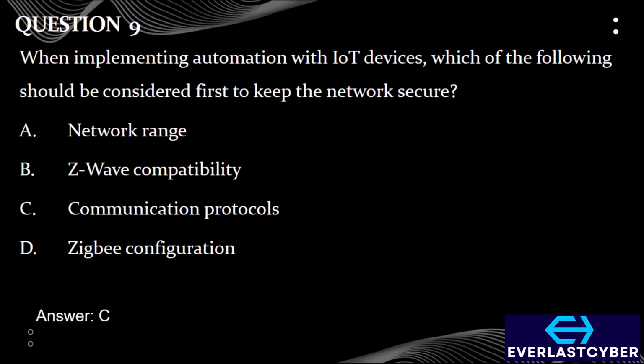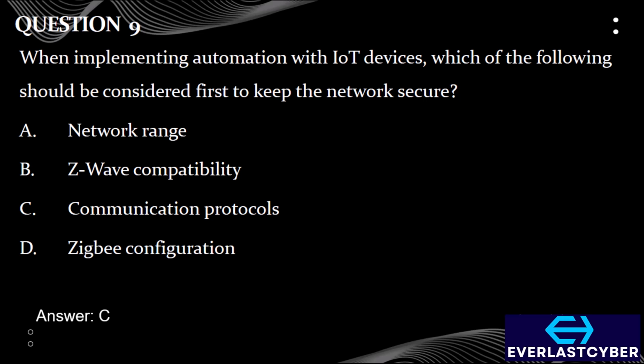The communication protocol dictates how data is transmitted and received between devices. For the other options, Z-Wave is just a wireless communication protocol that is designed specifically for home automation. ZigBee is a wireless communication protocol designed for low power and low data rate applications like in industrial control and smart metering.